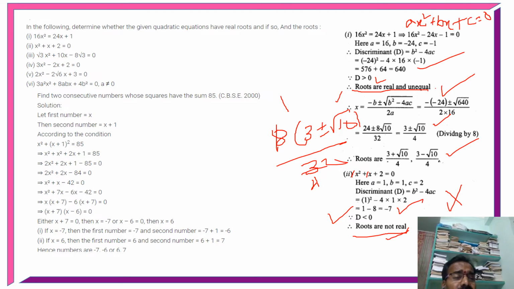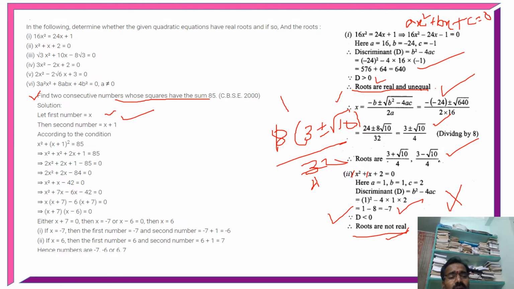Here one more application is given. Find two consecutive numbers whose squares sum to 85. Simple. Consecutive numbers means like 100, 101, or 20, 21, successive numbers. When they are successive numbers, they differ by 1. So if one number is x, the other number will be x plus 1.